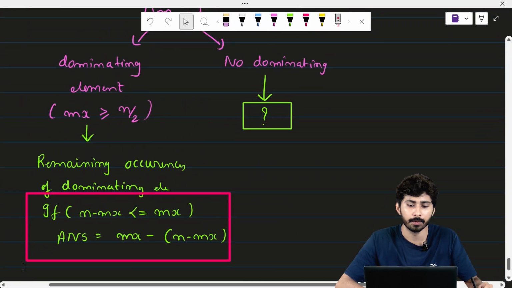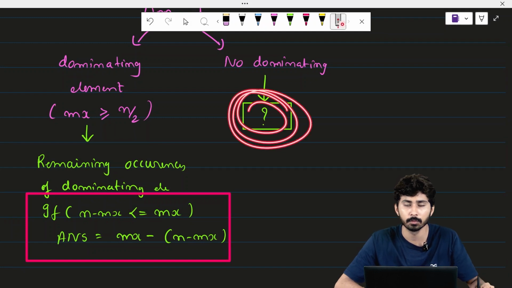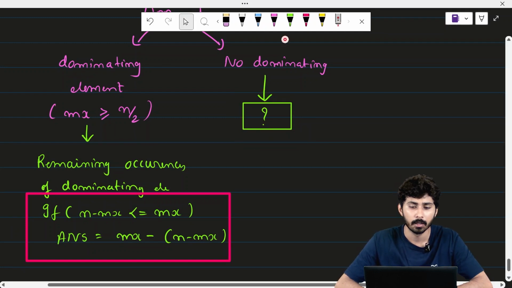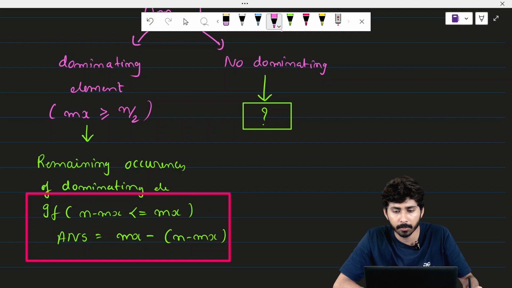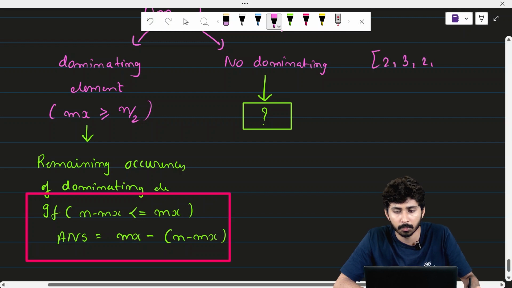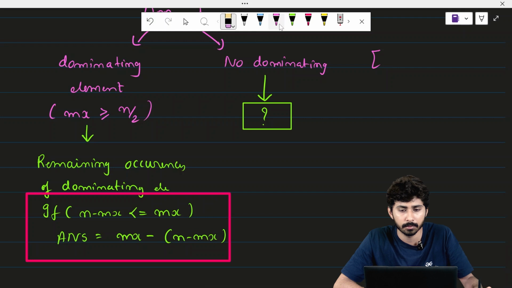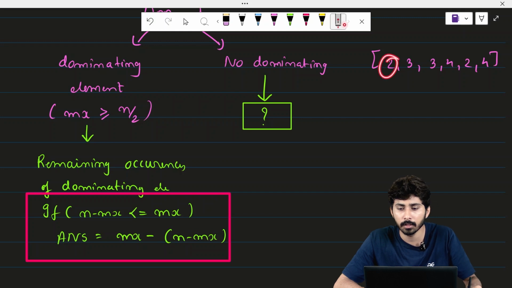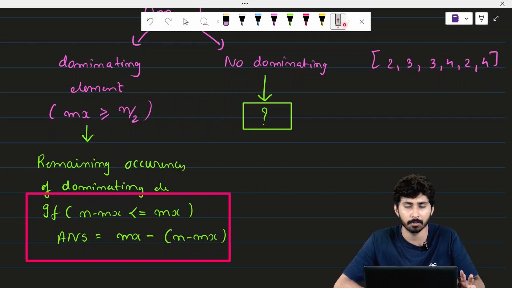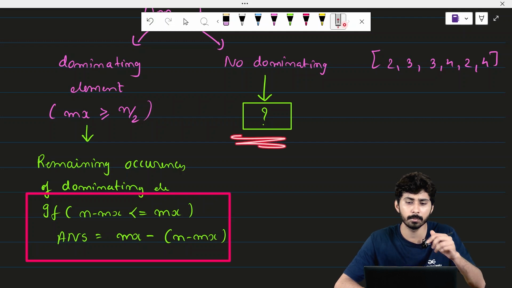Okay. Now, what about when there is no dominating number? An example of no dominating number: 2 3 2 3 and 2. Or I'll take something else instead of this: 2 3, and let's take 3 4 and 2 4. So here you can see all the elements have the same frequency: 4 4 2. All of them have frequency two. So how to get the answer? What will be the answer?